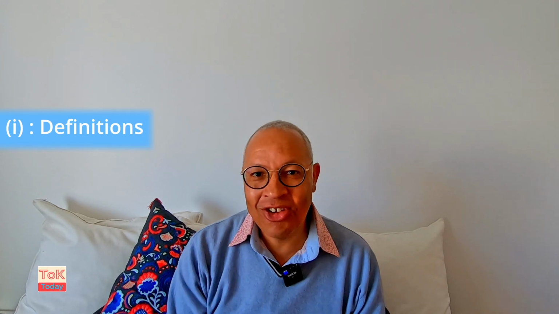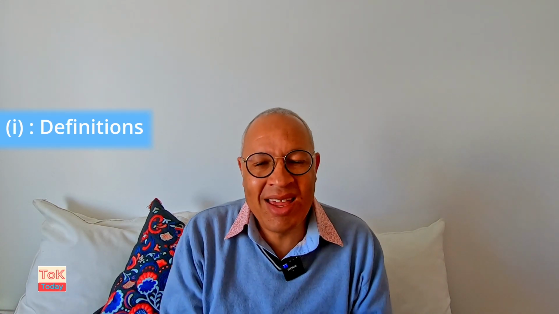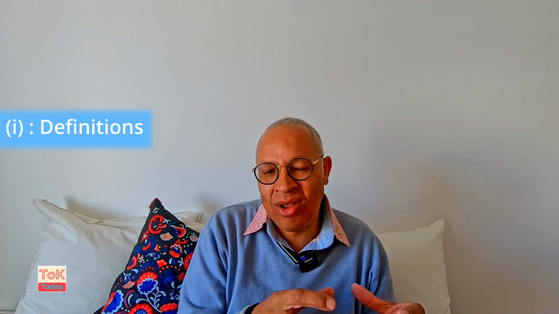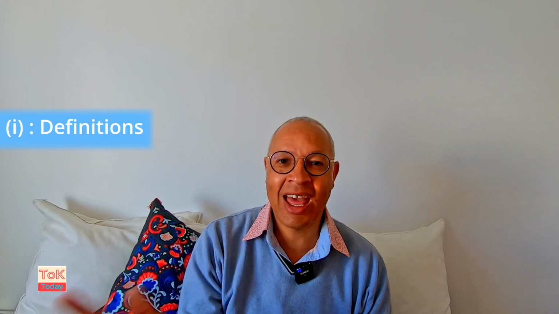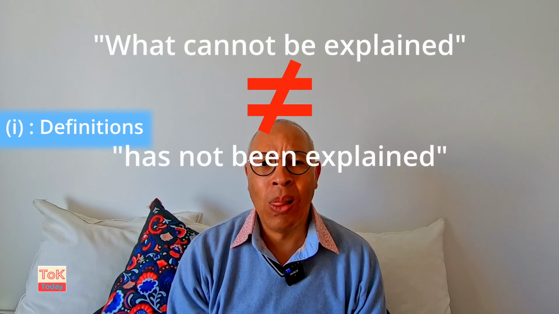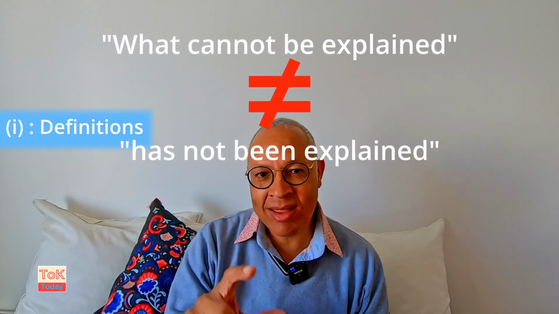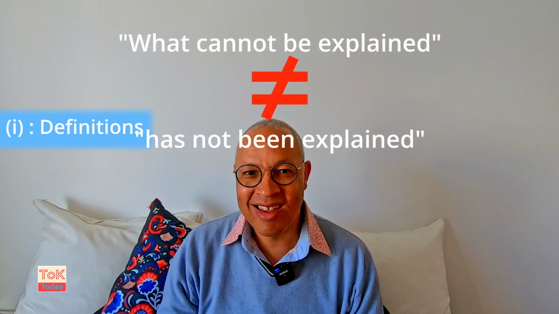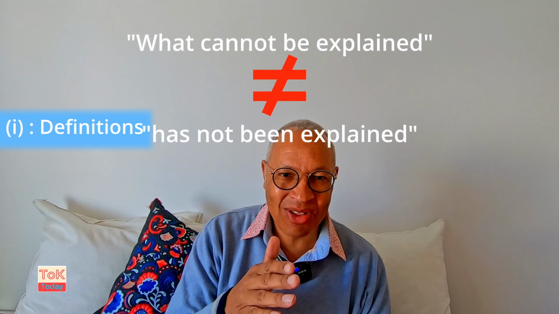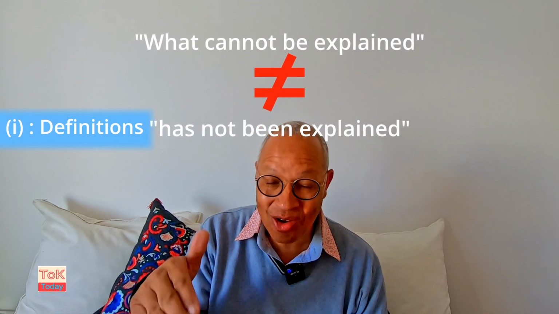And whilst I'm mentioning definitions, I'd just like to mention some of the problems that we had where students are rewriting the key terms or the key ideas in the prescribed title. And I don't mean redefining them, I mean rewriting them or misinterpreting them. The classic one that I came across is in the essay about what can and cannot be explained. A lot of students had rewritten what cannot be explained to be has not been explained. And there's a difference between what cannot be explained and what has not been explained.